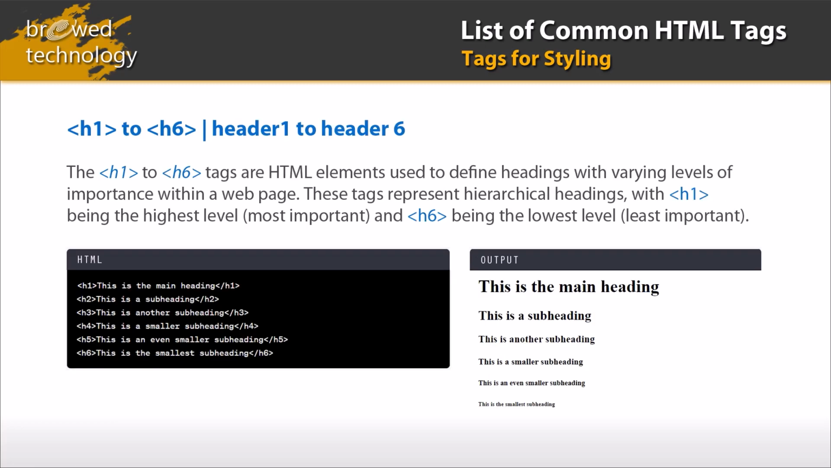The header tags are HTML elements used to define headings with varying levels of importance within a web page. These tags represent hierarchical headings, with header 1 being the highest level or most important, and header 6 being the lowest level, or least important. In our example, header 1 is displayed with the biggest font. As the header level goes down, the smaller the font becomes.